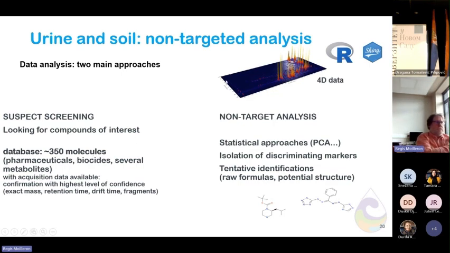And we also have the fully non-target approach, where we can try to get discriminating markers with some statistical approaches like PCA I showed before. And then we can try to identify new compounds that were not in any of our databases, but we can try with their potential structure to identify them in the sample.